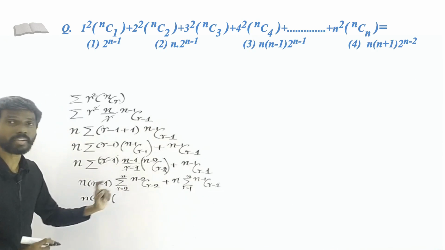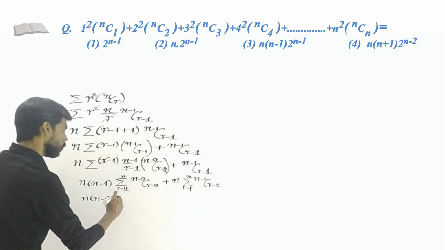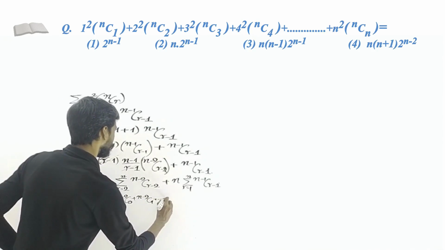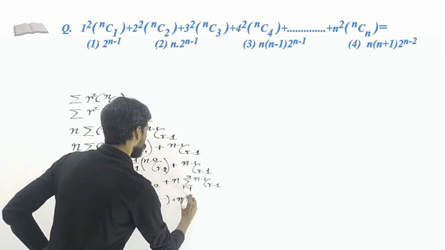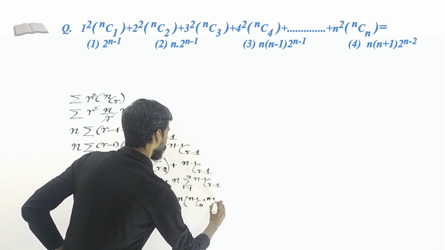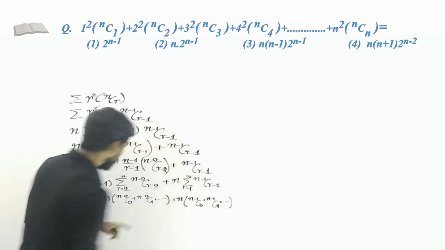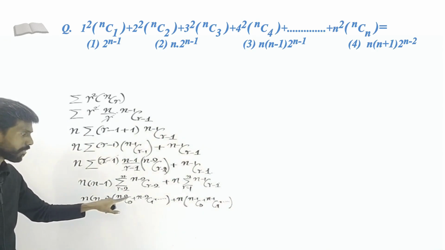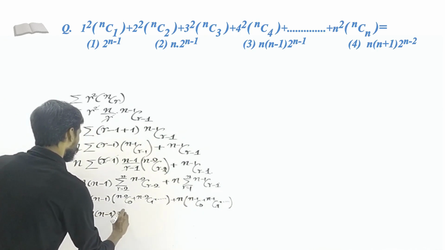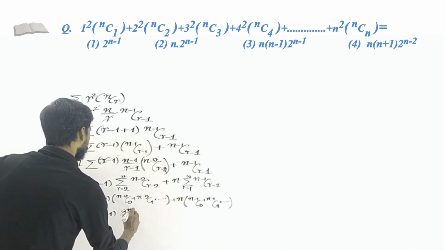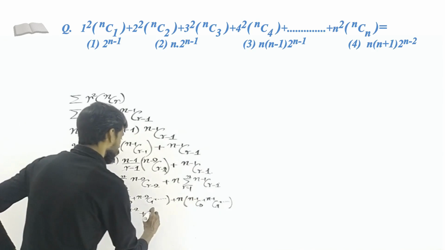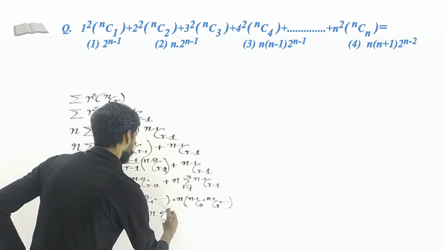If you want to write the value of each term, first r is 2, we'll get n minus 2 c0, next n minus 2 c1, etc. Similarly here, if you substitute the value of r as 1, we'll get n minus 1 c0 plus n minus 1 c1, etc. That is the sum of all binomial coefficients, but in place of n we have n minus 2 here and n minus 1 there. So we'll get n multiplied by n minus 1 times 2 to the power n minus 2 here, plus n multiplied by 2 to the power n minus 1 here.